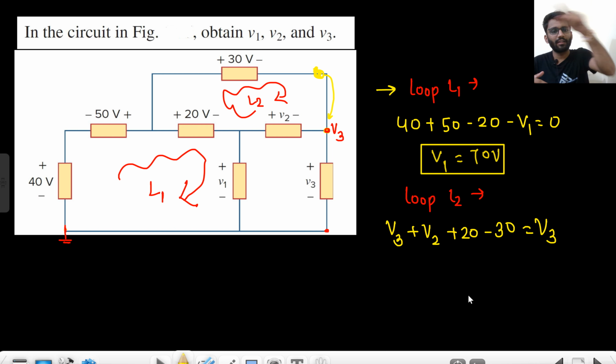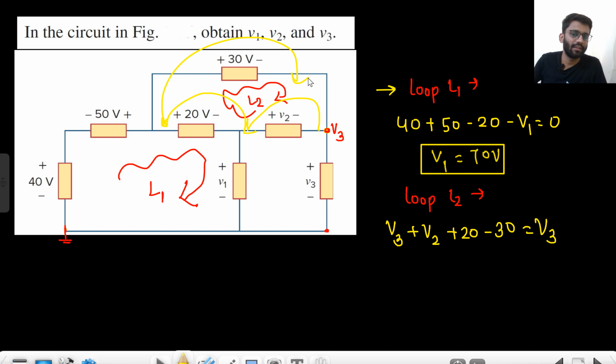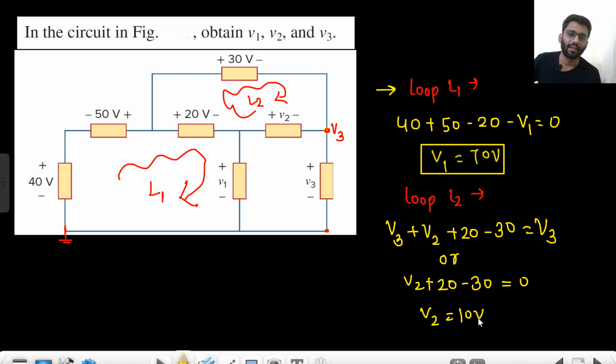If you are traveling in a loop, you can start from any point and don't need to consider the potential of that point. Let's just assume I don't consider the potential of this point. I just start from here. V2 plus 20 minus 30. Then I came back to the same point. I started from here and came back to the same point, that means I can put it equal to 0. So V2 is equal to 10 volt. Okay, so V2 is 10 volt here.